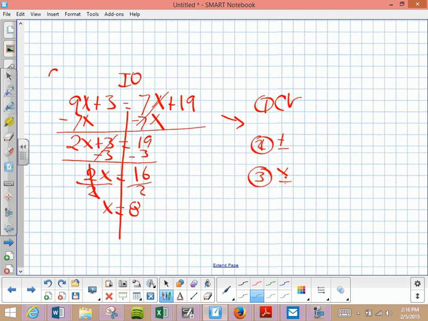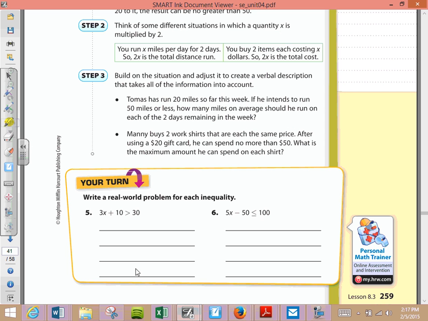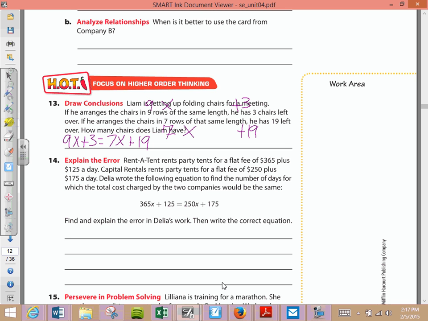Plug it back in. So 9 times 8, plus 3. What do you get? And you should get the same thing when you're doing the other one. 7 times 8 is what? Plus 19? Good. It looked difficult, but it really wasn't. And this is part of the higher order thinking because they're not necessarily in that format that's a little easier to understand. You have to think about it.